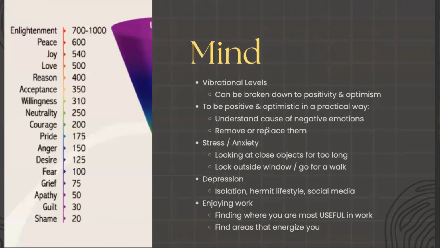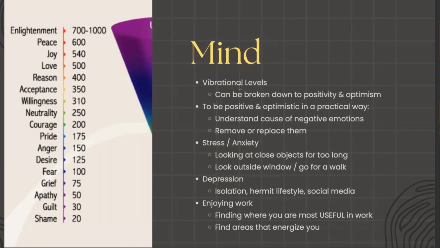So next, we're going to talk about the mind. Last week, Destiny talked about the vibrational levels, right? And you can break this down into positivity and optimism. As you go higher up in the scale, you're more positive and more optimistic about things. As you go lower in the scale, you get more negative and demotivated and you don't think things are very possible.